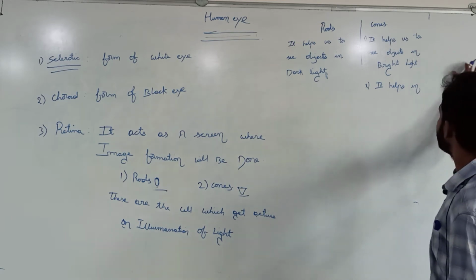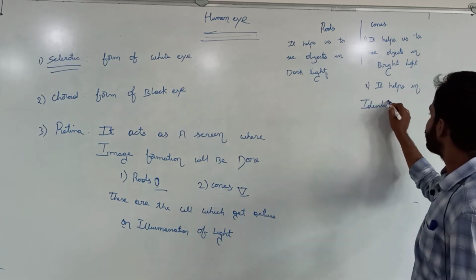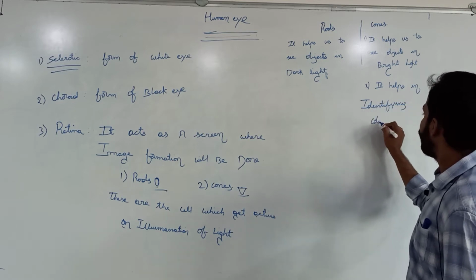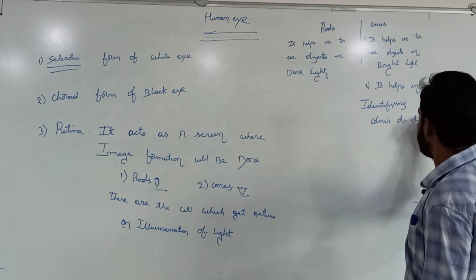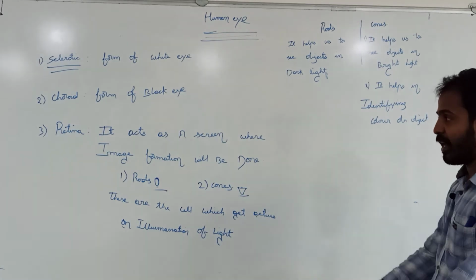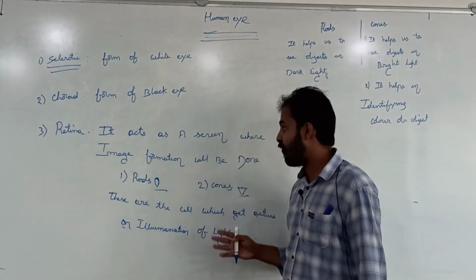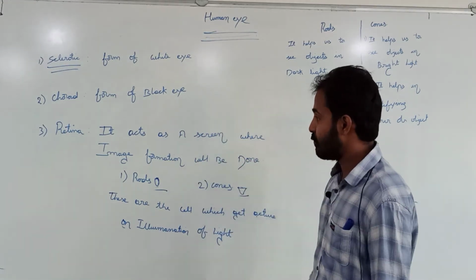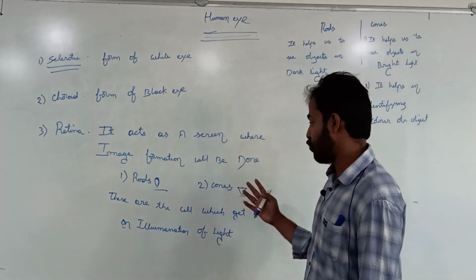It helps in identifying the color of the object. So this is all about a retina. If I am talking about a retina, it acts as a screen where image formation will be done. So in a retina there are two types of cells, one is rods, one is cones.